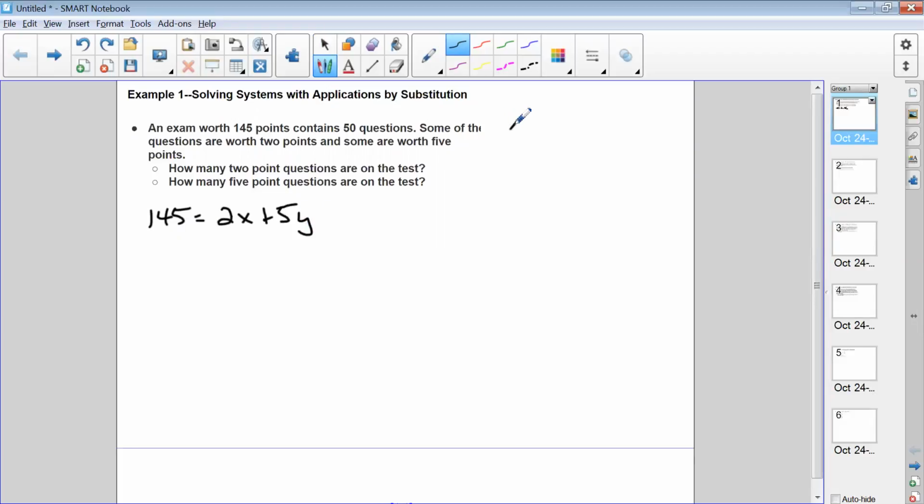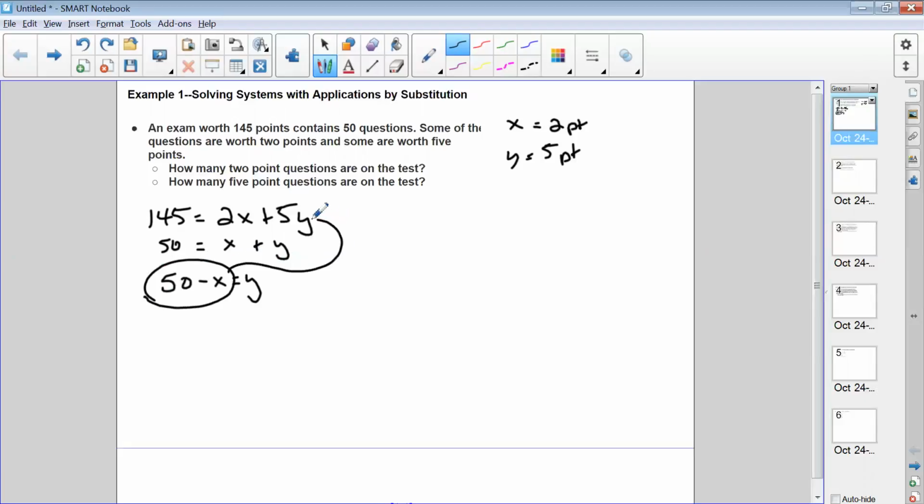So we're going to let x equal 2-point, and we're going to have y equal 5-point. And I've got 50 questions, so I've got 50 equals x plus y. So what I'm going to do is I'm going to solve for y. So I'm going to have 50 minus x equals y. So wherever I see a y in the original, or the first equation, I'm going to substitute 50 minus x.